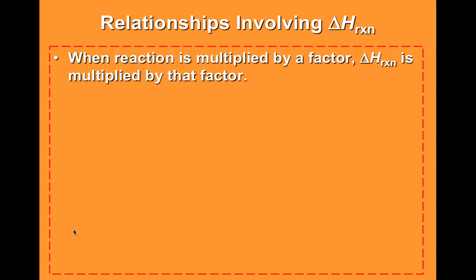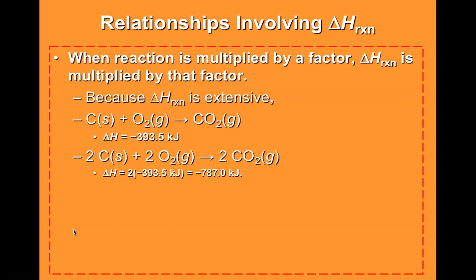So a couple things, when you're dealing with these reactions, if you multiply the reaction by some factor, you have to multiply delta H by the exact same factor. We're going to see an example coming up. Again, delta H is an extensive property, depends on how much you got. So for example, if we take the combustion of carbon to make carbon dioxide, it is that amount in kilojoules, but if I multiply the whole reaction by 2, then the amount of delta H should also double in that sense.